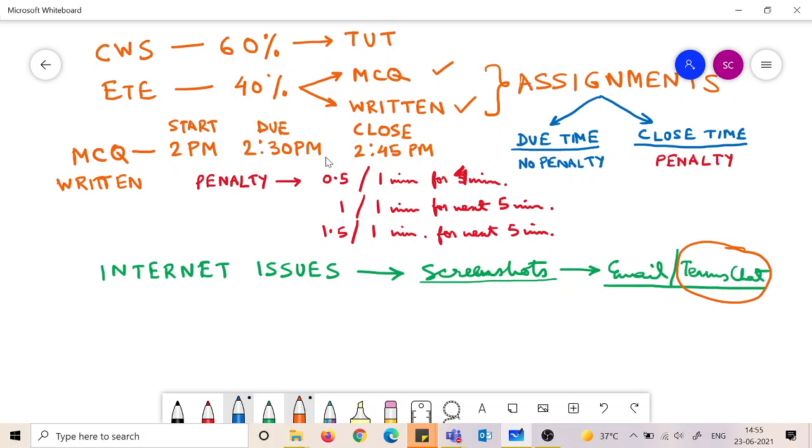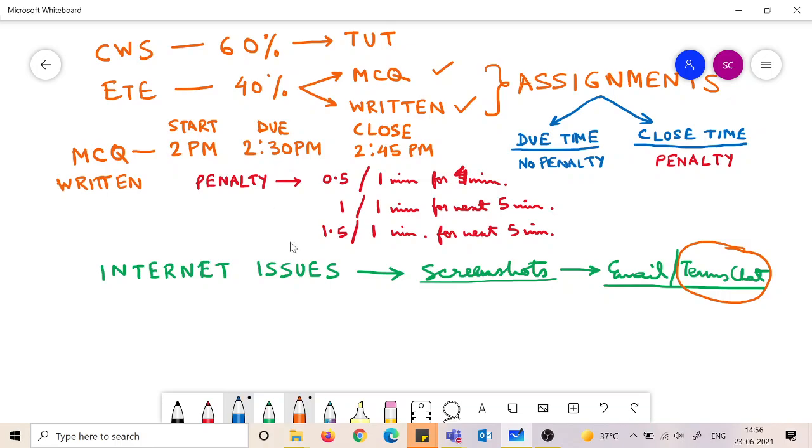The final due time would take into account the time for scanning also. Like in tutorials, you may have noticed that whatever we give in the questions will take you 30 or 40 minutes to answer, and then around 10 minutes you will have for scanning and uploading. So that 10 minutes will be there; consider it to be within the due time. Don't consider it to be outside the due time. You have to upload by the due time. Am I clear here?